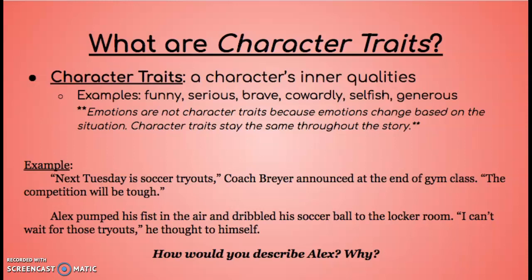It's important to keep in mind that emotions are not character traits because emotions change based on the situation. Character traits stay the same throughout the story, but emotions change because sometimes characters are happy, sometimes characters are sad. So that's why emotions are not character traits, because character traits always stay the same. They're continuous throughout the story.